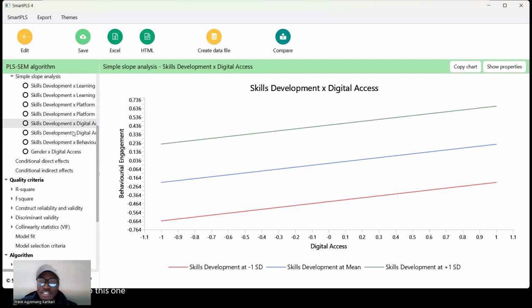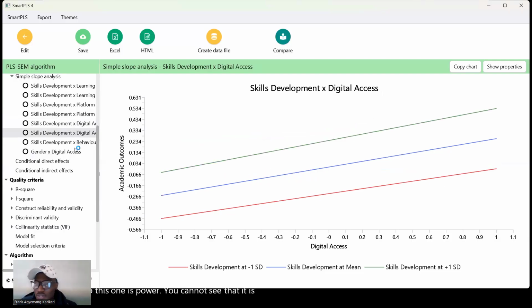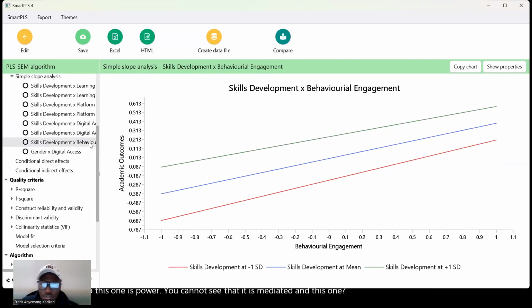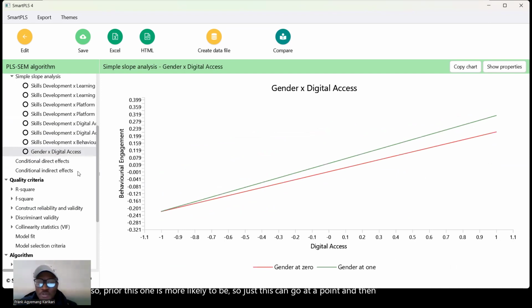So this one is parallel. You cannot say that it is moderated. And this one is also parallel. This one is more likely to be, so this can go to a point and then interact. Okay. So that's why we don't have significant values.